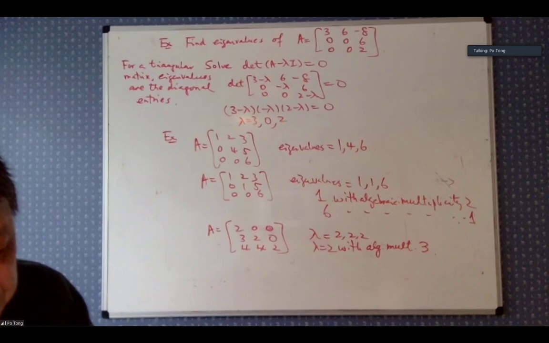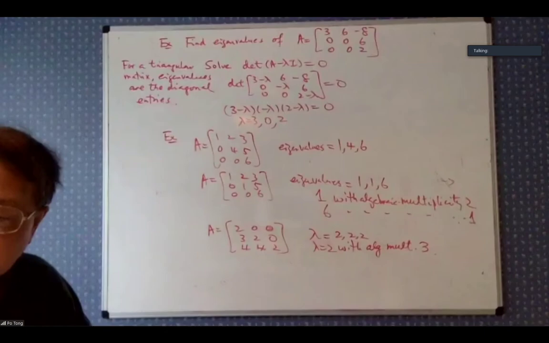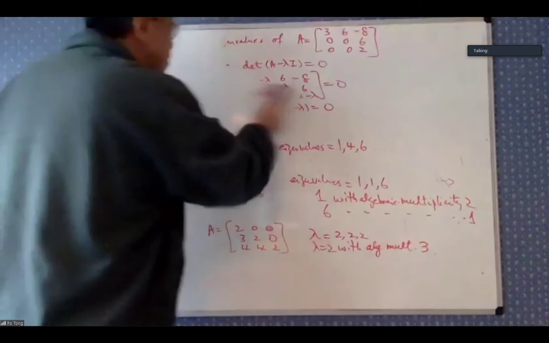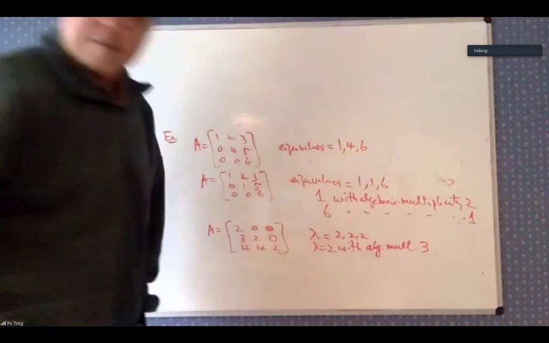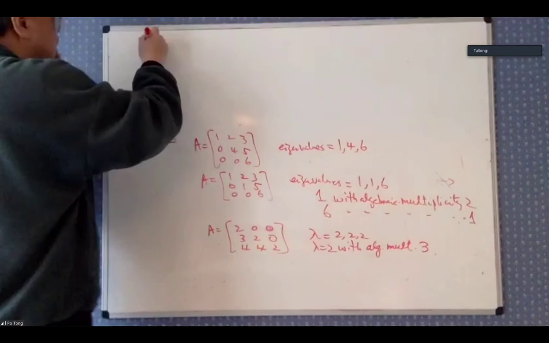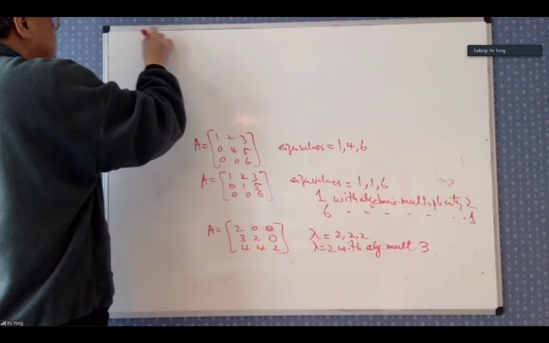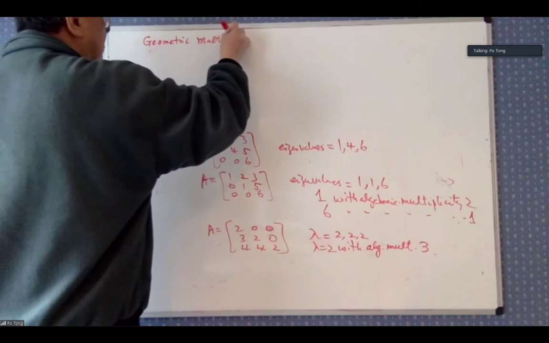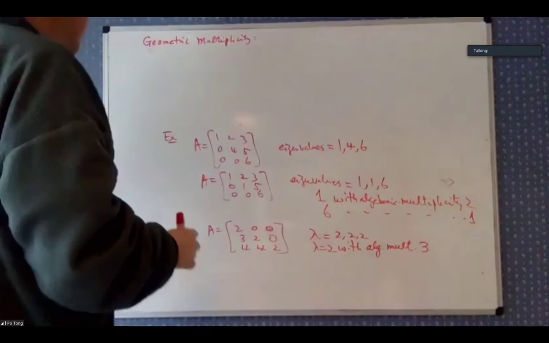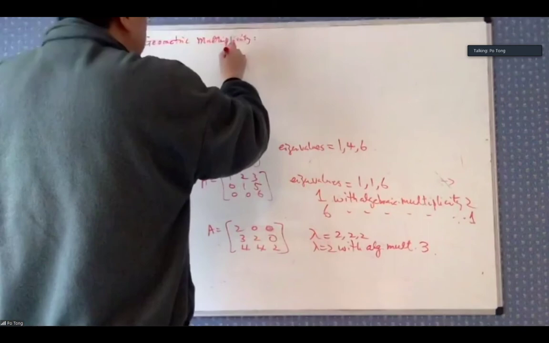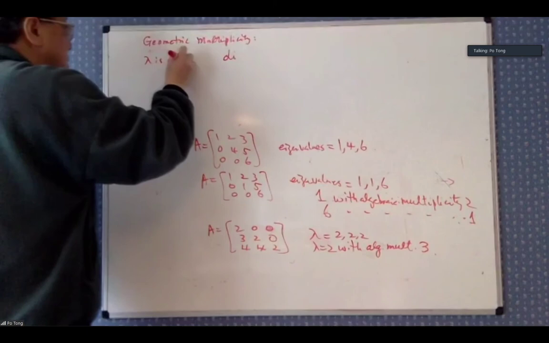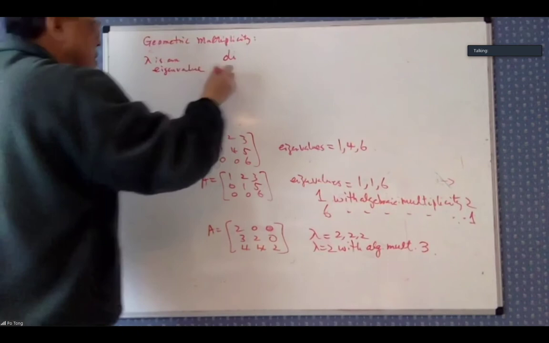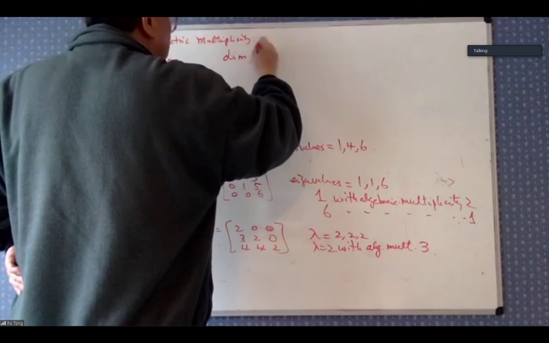Now a couple more things I need to mention here. I need to introduce the concept of geometric multiplicity. Geometric multiplicity is the dimension, where lambda is an eigenvalue, of the null space of A minus lambda I.